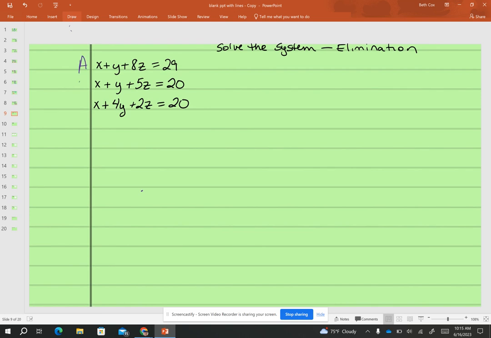We'll call this one equation B, and this one equation C. So here's what we're going to do. We're going to eliminate a variable. I'm going to pick B and C and eliminate the x's. So in order to do that, I'm going to multiply the C by negative 1. I'll leave the B equation exactly like it is. And the C equation, I'm going to multiply by negative 1.